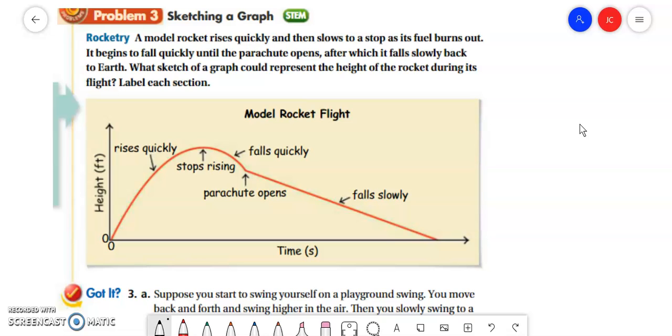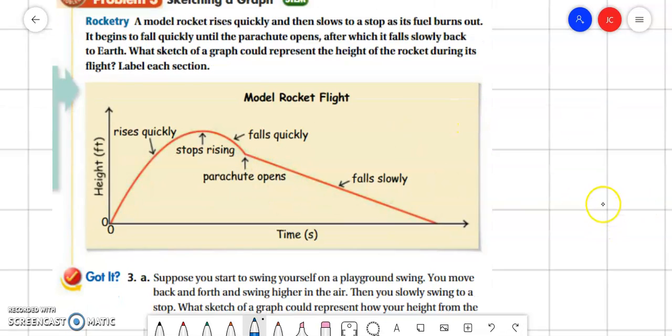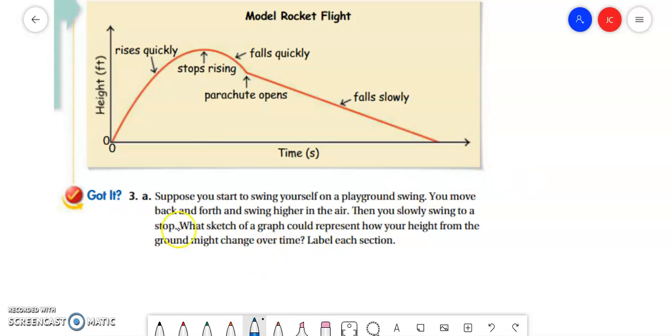So this is a good picture of what represents our model rocket here. So as time goes on, it goes up pretty quickly, and then it runs out of fuel. So then it starts to fall back to Earth, and then the parachute opens, and then from this point, it has a steady descent. So that means for each second, it's just descending the same amount. And as we can see, it looks very linear. So that would be the case here. So now I'm going to ask you to try this one. So got it, 3A.